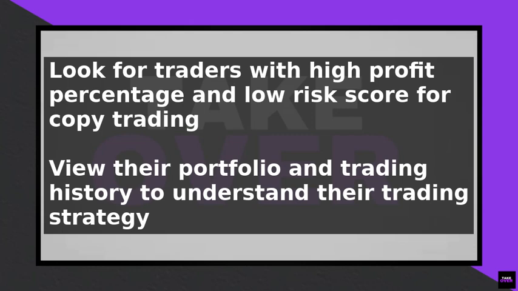Once you have selected a trader to copy, you can view their portfolio, trading history, and risk profile. This information will help you understand their trading strategy and make an informed decision. You can also set a stop loss to limit your potential losses if the trader's performance declines. To start copying a trader, simply click the copy button and allocate a portion of your funds to the trader.